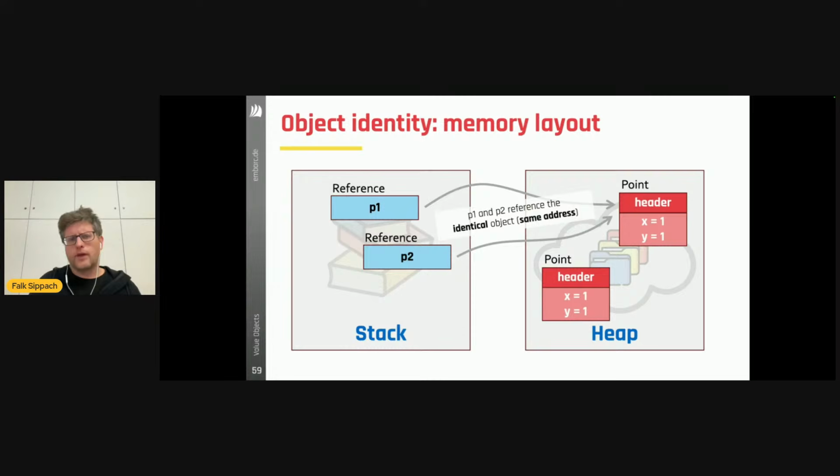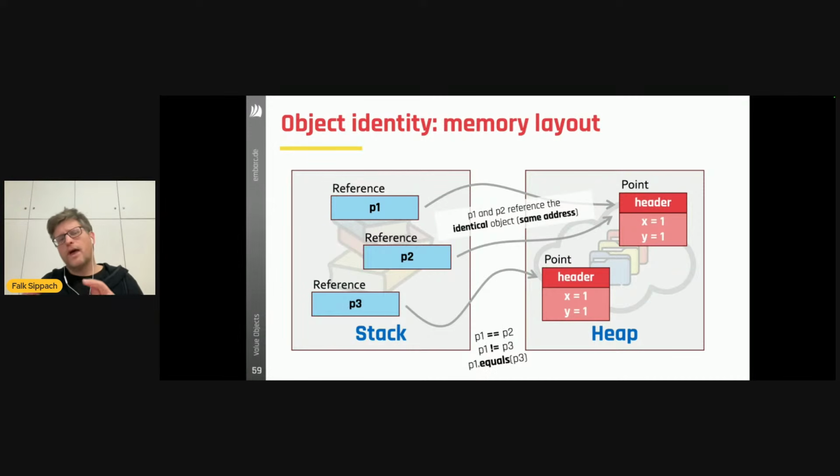And then we have a second reference, which points to the same object in the memory. Then, of course, we have an identical object. We have the same memory address. And then we have a reference P3, which points to another point with the same values. But of course, then it's not identical, but they are equal because X and Y have the same values. So that's maybe also helpful to understand.